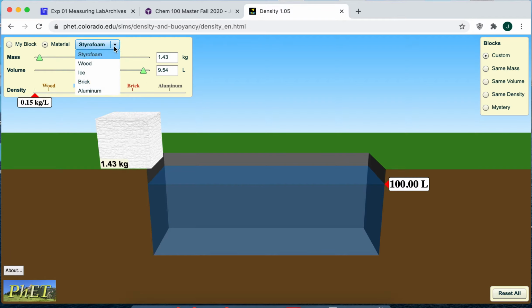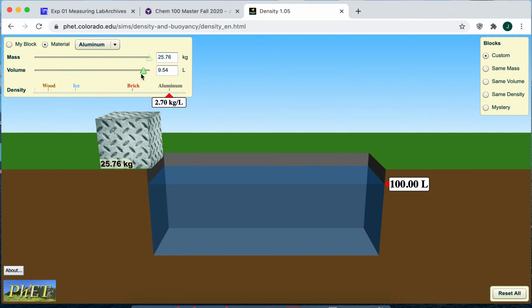Same thing with different types of materials. Let's say aluminum. I make it a smaller piece. It's calculated for you already. Aluminum has a density of 2.7.